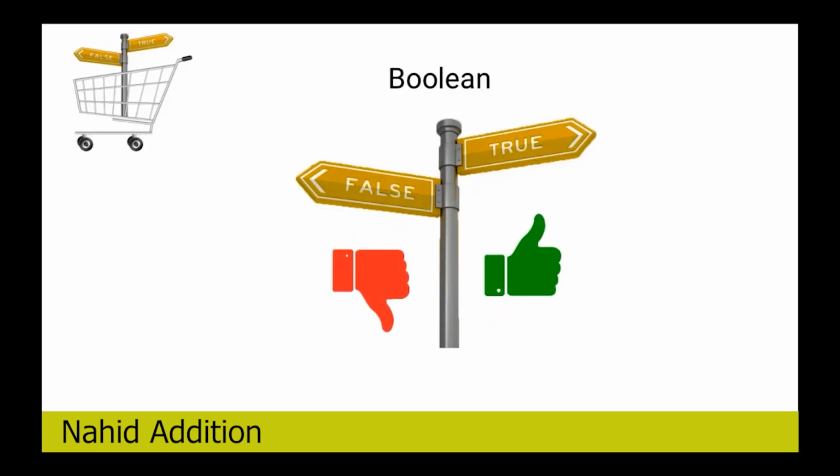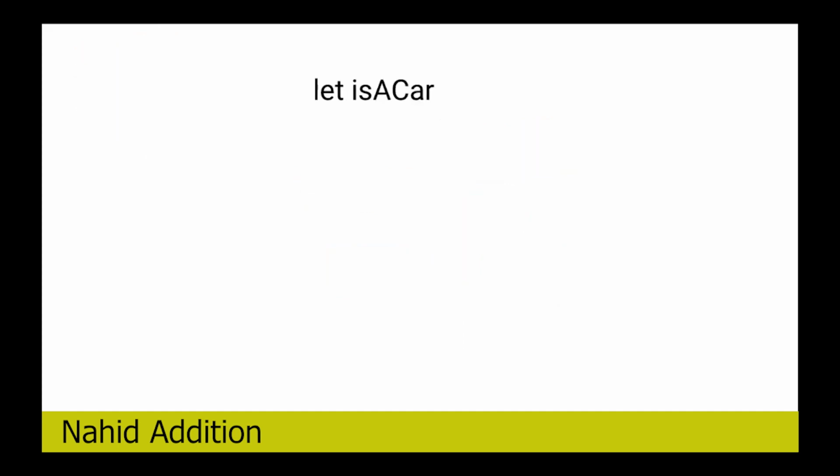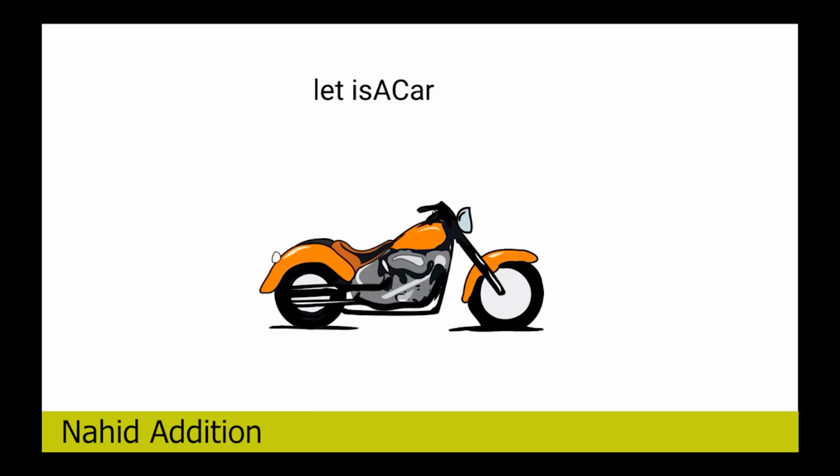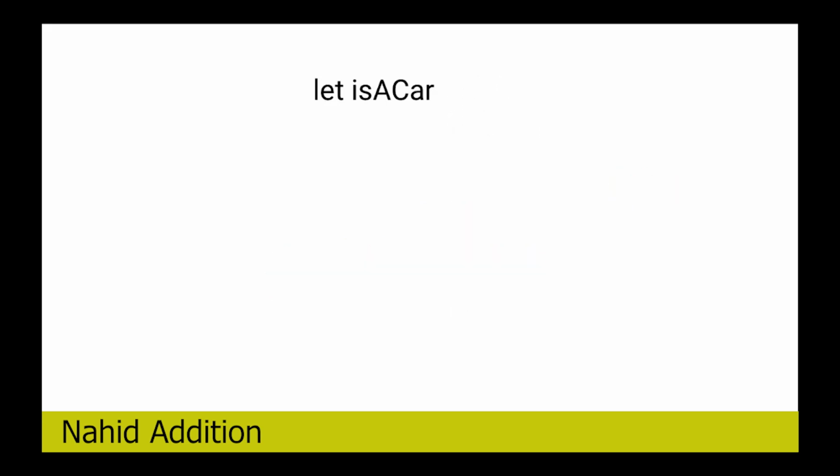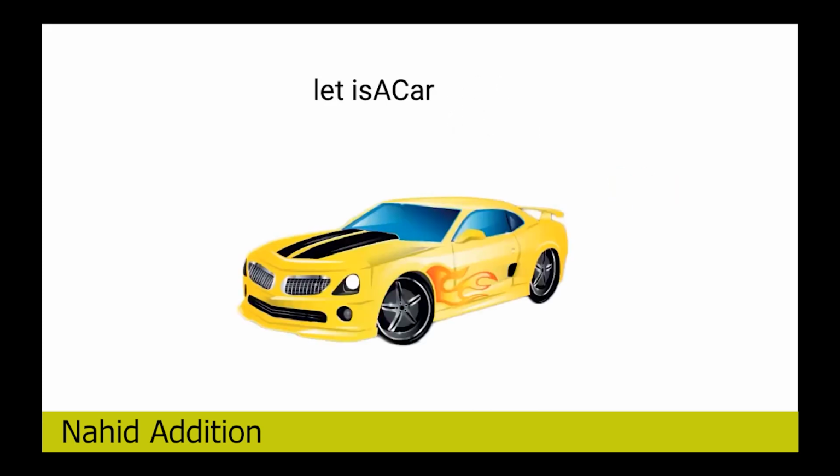For example, say we have a Boolean variable called isAcar. Then we're going to have objects and check if they are cars or not. If it's not a car, the variable gets assigned the value false. And if it is a car, the variable gets assigned the value true.